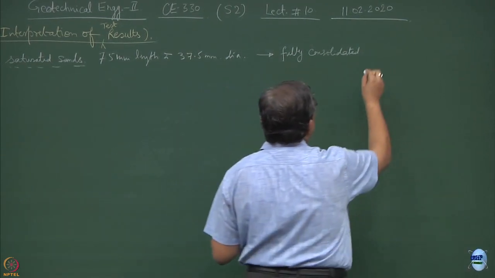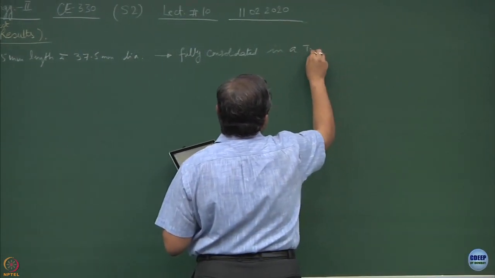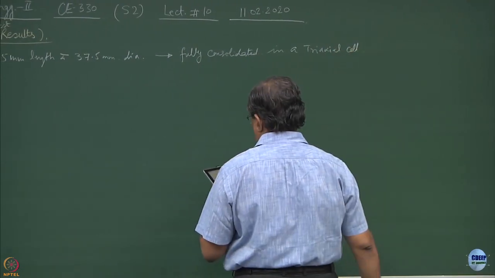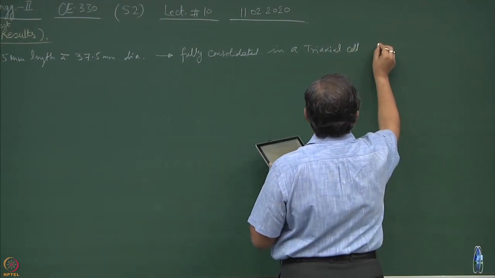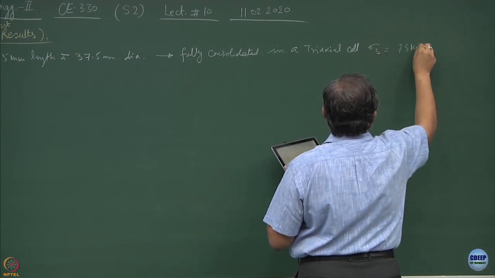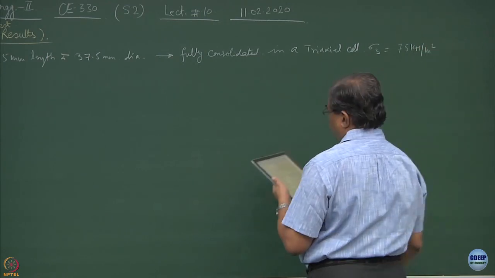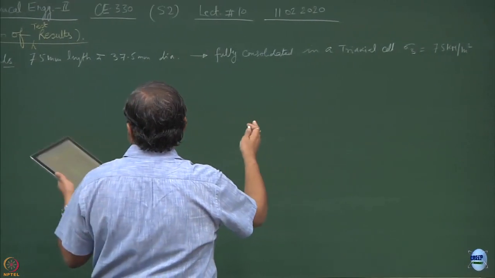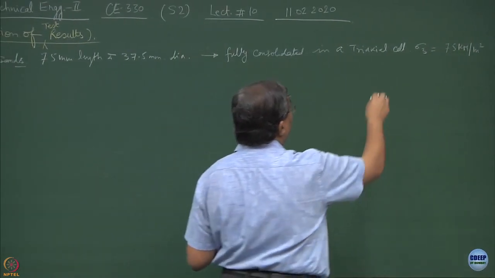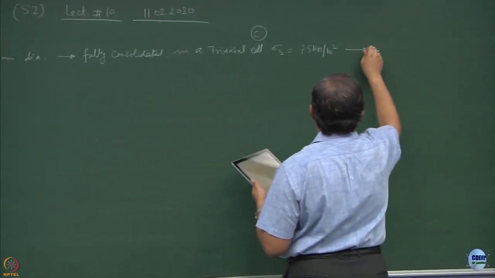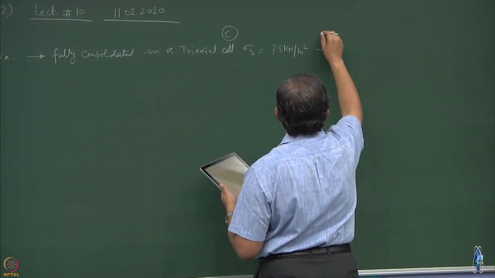So, fully consolidated in a triaxial cell by applying a cell pressure of 75 kilonewton per meter square. This is the first stage of the testing, I hope you can understand. This is the C part of the testing, the consolidation part. Now, from here, the second part starts with the shearing.